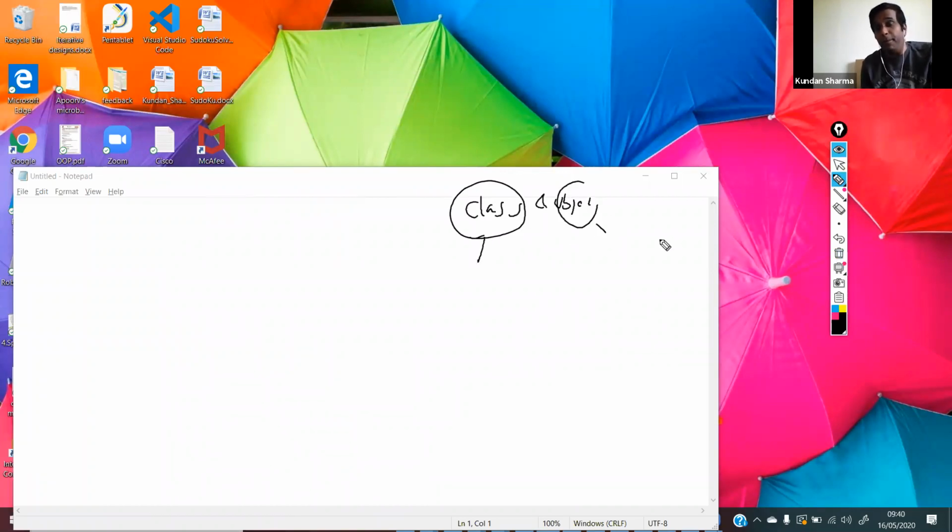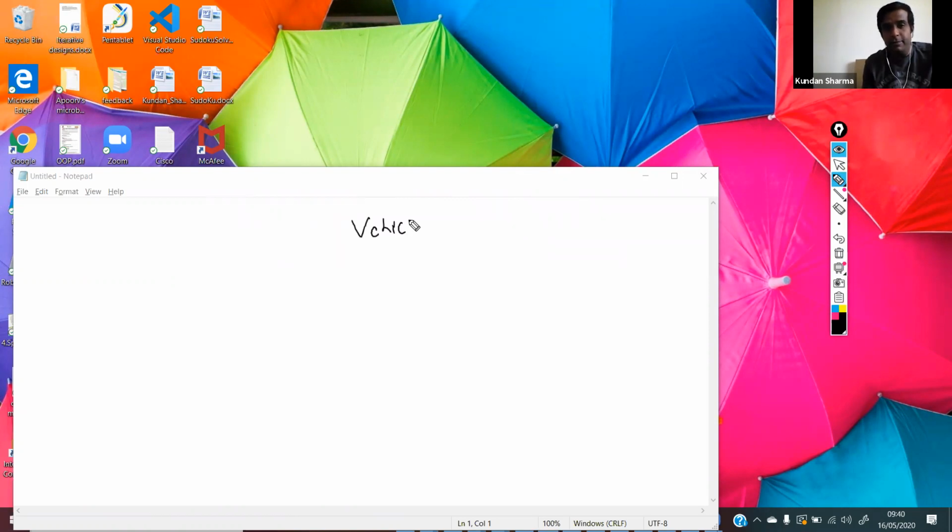Object is called as a proper noun. So if we take many more examples of class and object, you can understand. If I say vehicle, can you give me an example of vehicle? The answer is car is an example of vehicle. Can you give one more example?